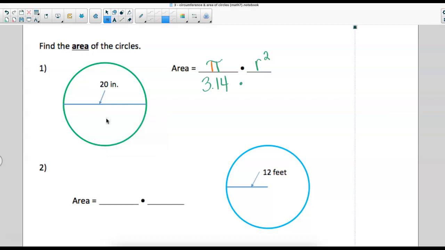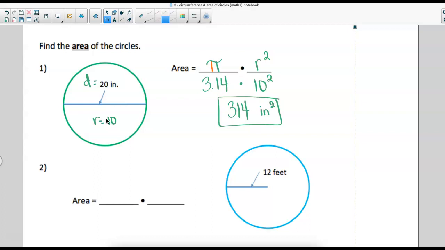What's the radius of this circle? 10. Right? This is the diameter. The diameter goes all the way across. So the radius is 10. So we would do 10 squared, and 3.14 times 10 squared. Put that in your calculator. Figure out the answer. What do you get? 314. What would I label that? Inches squared, because it's area.